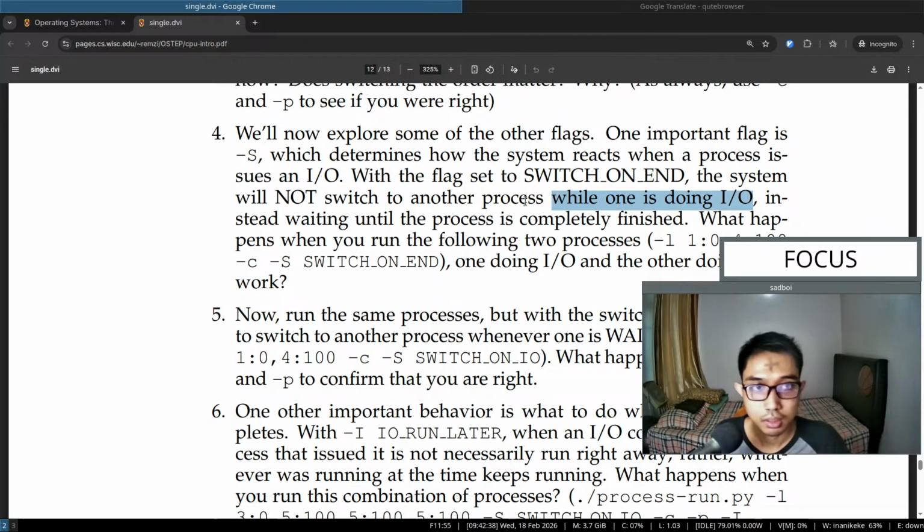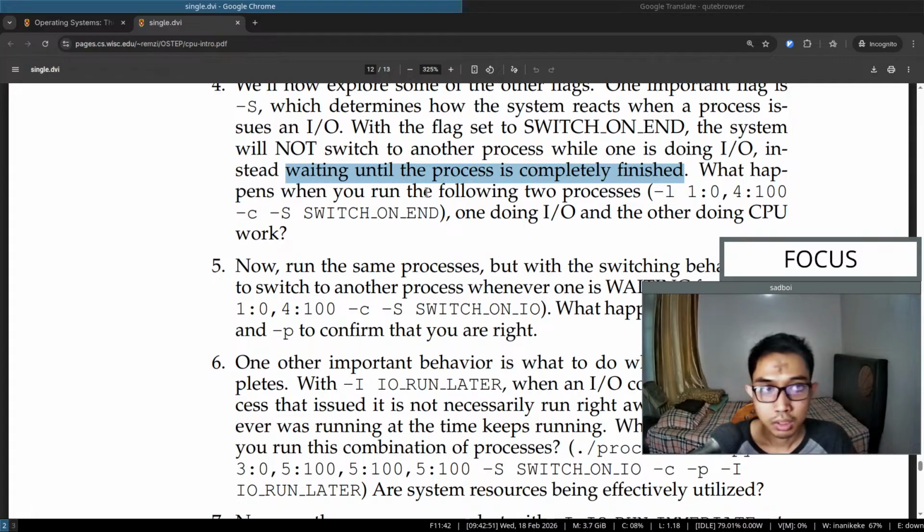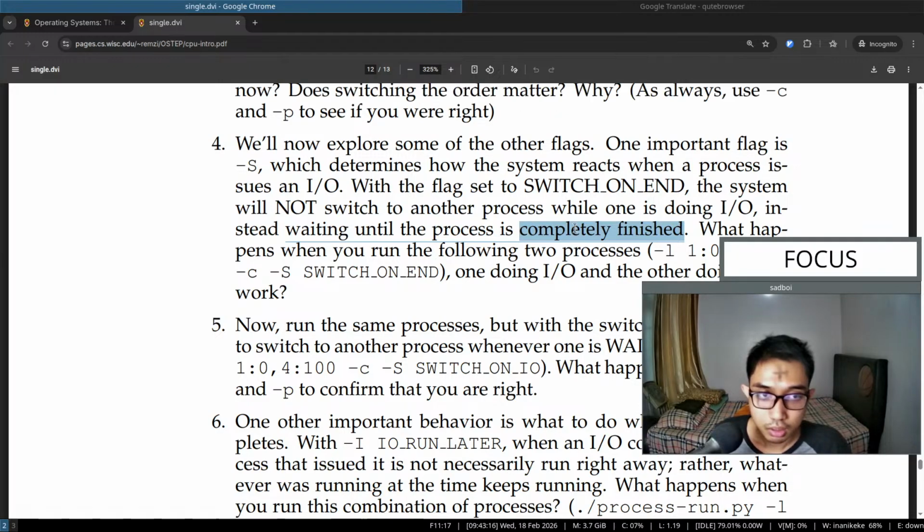Alright. Okay. Instead of waiting until the process is completely finished. With the flag set to switch on N, the system will not switch to another process while one is doing input-output, instead waiting until the process is completely finished. Okay.